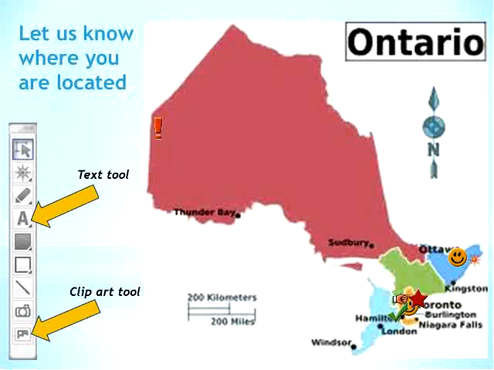And for those of you that want to go ahead and try the text tool, you can select the capital letter A and drop that on the screen and type in the name of the town or city that you're in. I'm going to change the size of my word there.